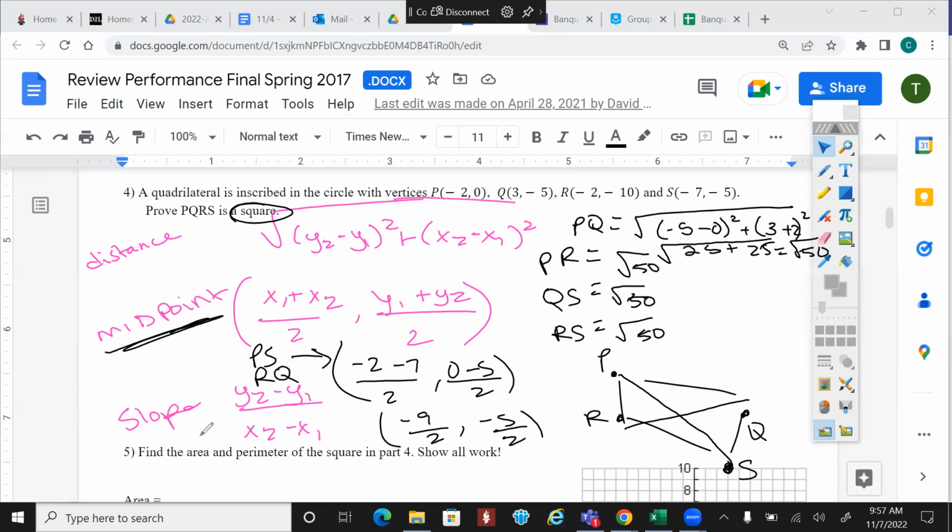Slope, you would find the slope of each side. So you're going to do y2 minus y1 over x2 minus x1, and you do that for each side. Again, you're going to have that they are perpendicular to each other because they're going to be negative reciprocals, right? Does everybody understand?